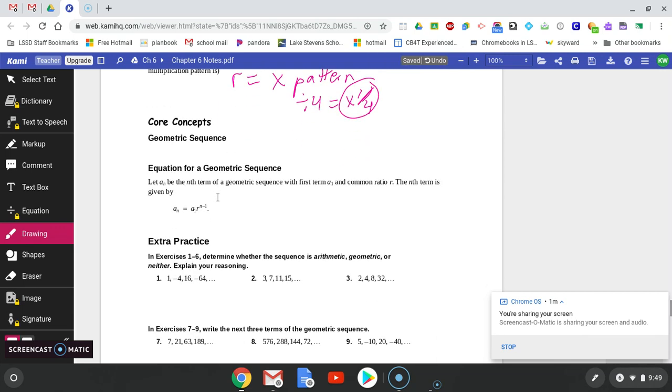All right, so here is our formula. a sub n is equal to a sub 1 times r to the n minus 1 power. And the good news is the variables that we learned for arithmetic sequences still work for our geometric sequences. So a sub n is still the term that you're looking for.